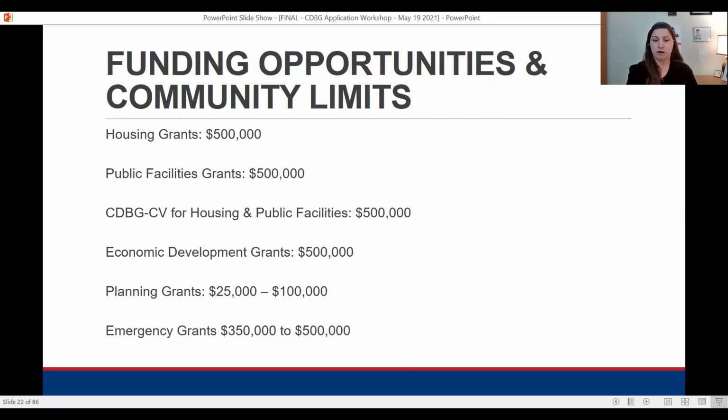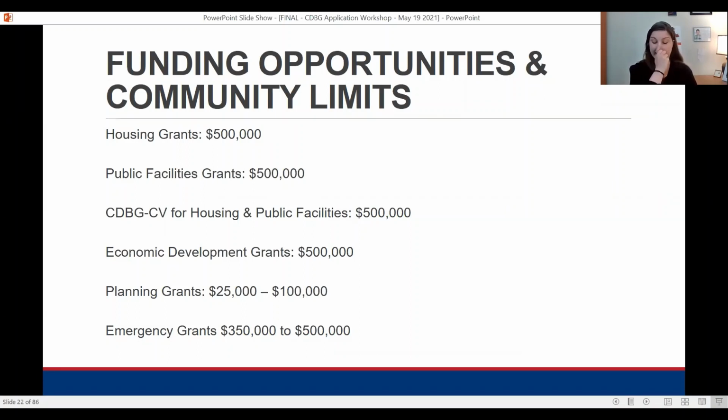There are annual funding limits per community, which we have on this slide. The limits don't count against each other. So you can be awarded up to $500,000 for housing, for example, and then a community could also be awarded up to $500,000 for economic development. You can also have more than one award in each category, but the combined total can't exceed the annual limits.